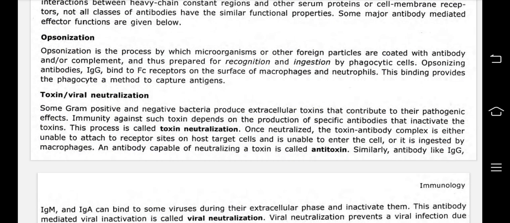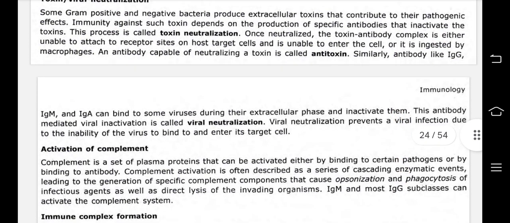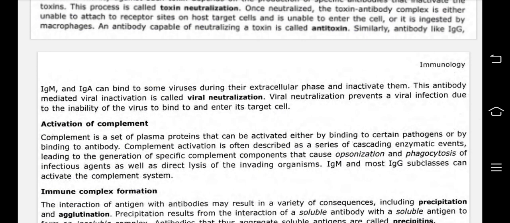Then toxin and viral neutralization. Some gram-positive and gram-negative bacteria produce extracellular toxins that contribute to their pathogenic effects. Immunity against such toxins depends on the production of specific antibodies that inactivate the toxins. This process is called toxin neutralization. Once neutralized, the toxin-antibody complex is either unable to attach to receptor sites on host target cells and is unable to enter the cell, or it is ingested by macrophages. An antibody capable of neutralizing a toxin is called antitoxin.